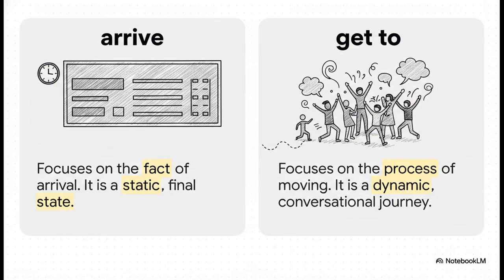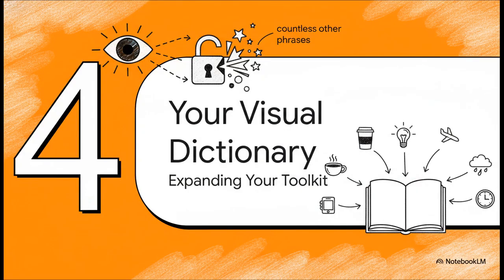So, here it is, the big difference. Arrive focuses on the fact. It's static and a bit more formal. Think of a train announcement. The train will arrive at platform 9. But get to is all about the process. It's dynamic, it's conversational. You'd ask a friend, hey, what time did you get to the party? See? Journey versus destination. That's the code. Once you start seeing English this way, you can't stop. It's like a key that unlocks so many other confusing phrases. So come on, let's add a few more pictures to our new visual dictionary.